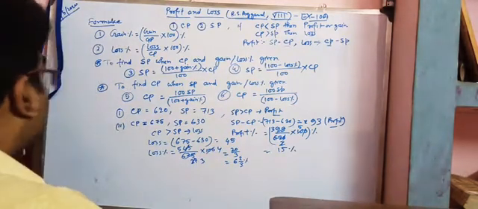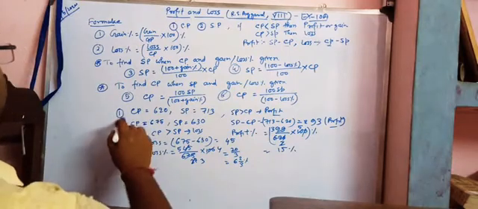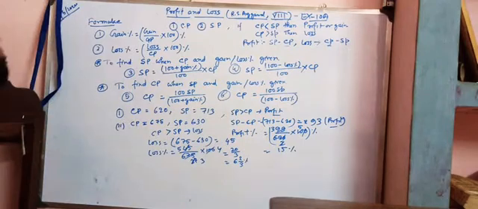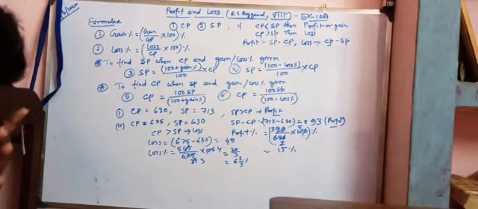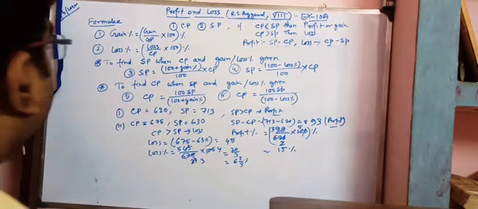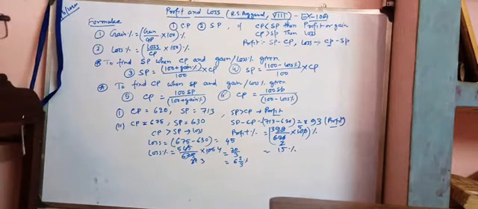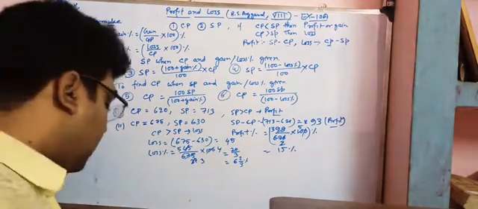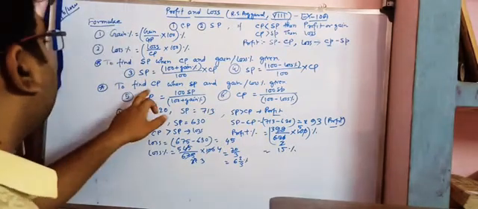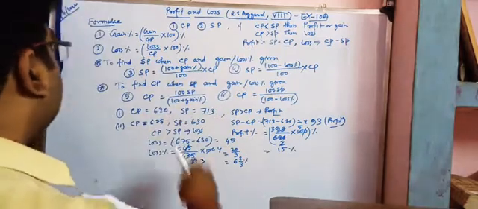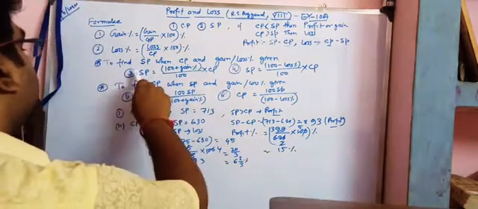Next, come to question number 2. These were all for question number 1 of exercise 10A. It is asked to find the selling price when cost price and gain percent are given. Now we have to put the formula. To find the selling price when CP and gain percent or loss percent are given, we have to choose this formula.